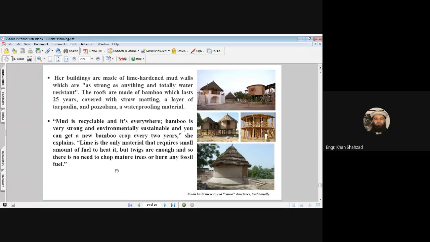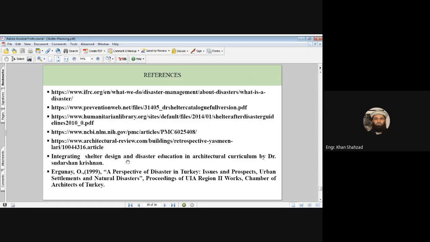of the shelters. Mud is recyclable and it's everywhere. Yeah, it is very easily available. You can use it from anywhere. Bamboo is very strong and environmentally sustainable, and you can get a new bamboo crop every 2 years. She explains, lime is the only material that requires a small amount of fuel to heat it, but twigs, that is the branches of the trees, are enough, and so there is no need to chop mature trees or burn any fossil fuels. So these are the references.